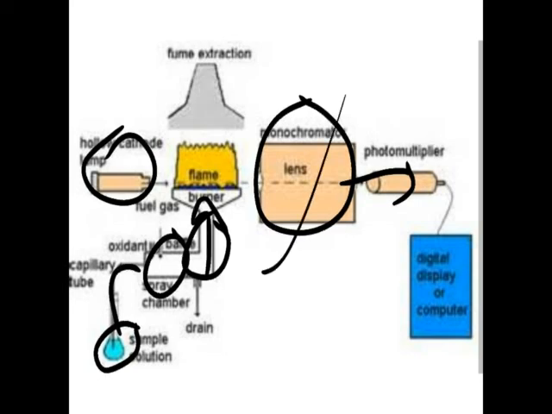So the monochromator is there, lens is there, then the detector is there which can detect. So the photomultiplier is the detector generally used, or vastly used, for this instrumentation. Okay, so this is about the instrumentation of atomic absorption spectroscopy.